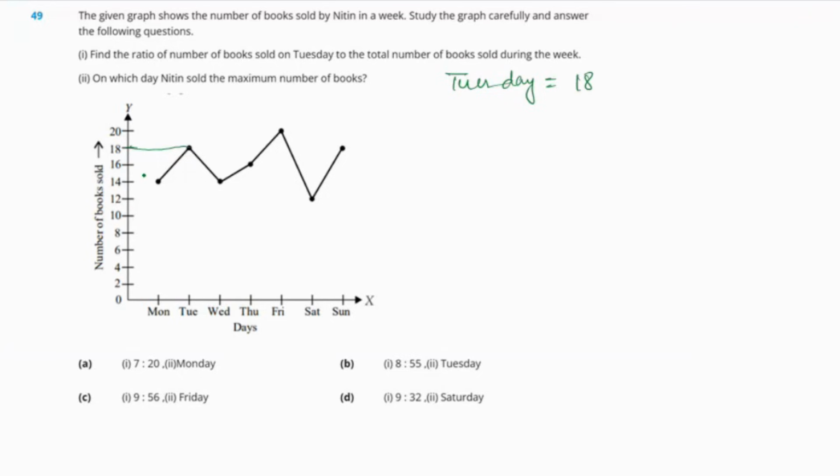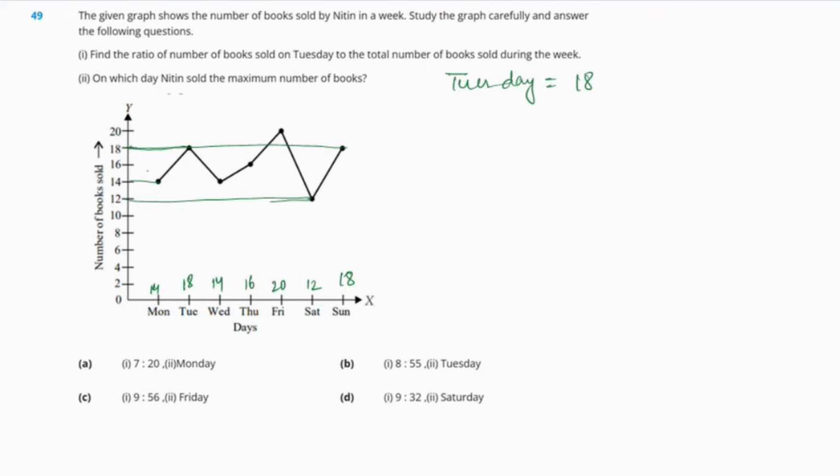On Monday, if we check, 14 books were sold. For Tuesday, it is 18. For Wednesday, again it is 14. For Thursday, it is 16. For Friday, it is 20. For Saturday, it is 12. And for Sunday, it is again 18.